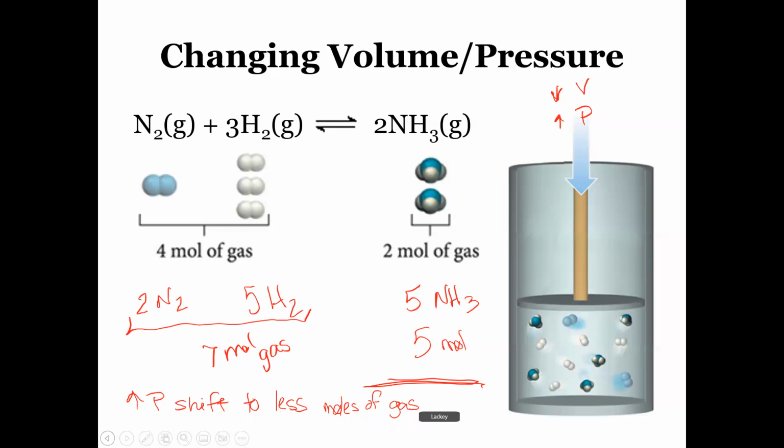So notice that whenever we increase the pressure on the piston, there are more gas particles that were created. So it's a higher ratio of products, which has that lower moles of gas.